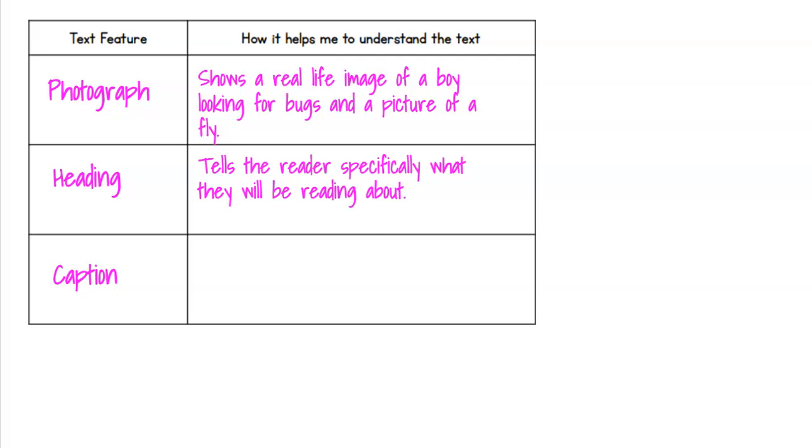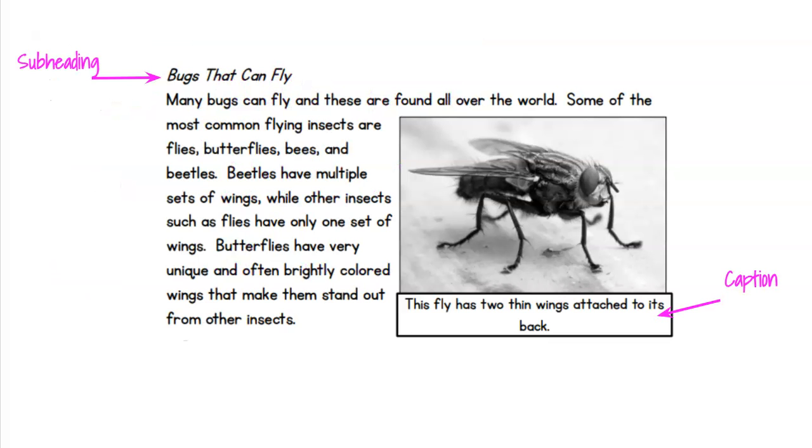Next, the heading will tell the reader specifically what they will be reading about. And lastly, the caption explains what the picture is of. So if they didn't have the caption, for example, underneath this picture of a fly, which says that the fly has two thin wings attached to its back, I could probably figure out that this is a fly if I'm looking at the picture. However, I might not know why the author included that picture. But now, since they included the caption, I know that it's to show us the fly's wings.